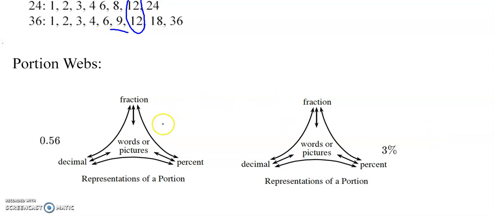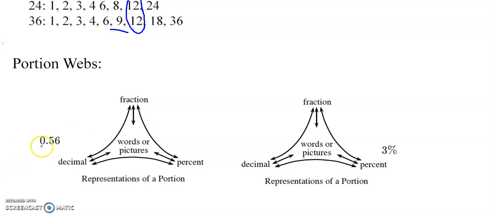Portion webs. Okay, so I have 2 portion webs to remind us how to do these. We're changing decimals to fractions to percent. And we want to do that because we never know when one is going to be easier than the other to solve problems. And we've learned that moving forward.